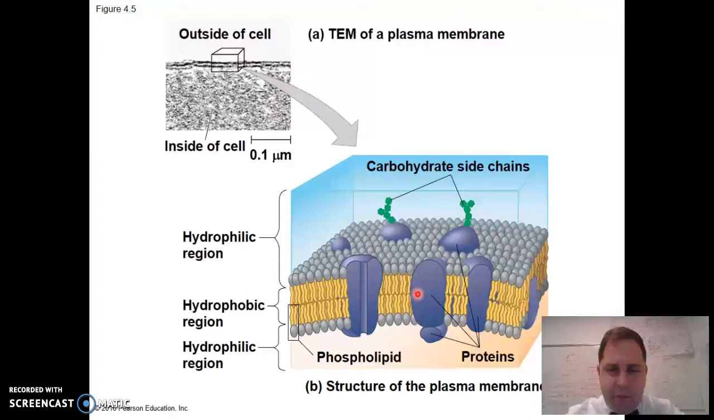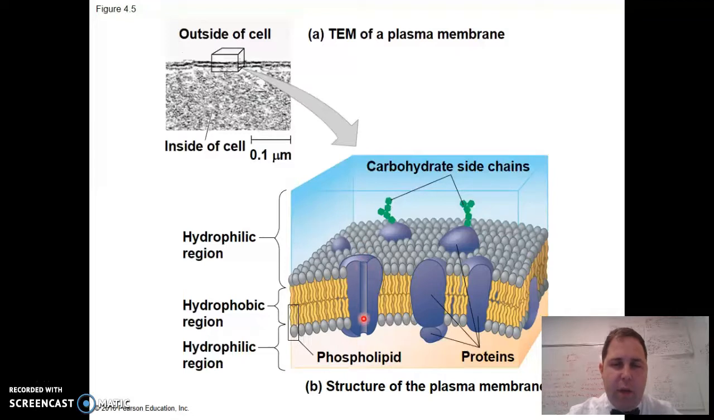They have a hydrophobic tail that faces in, two hydrophobic tails in a bilayer, and a hydrophilic head that faces out. So the exterior of the cell is aqueous. The interior of the cell is aqueous, so the hydrophilic heads face those aqueous portions, and then you have a layer of hydrophobic that prevents anything from crossing through this membrane, with the exception of proteins that can go through this region and make channels for items to go in and out.